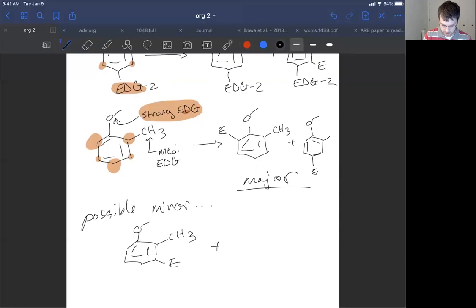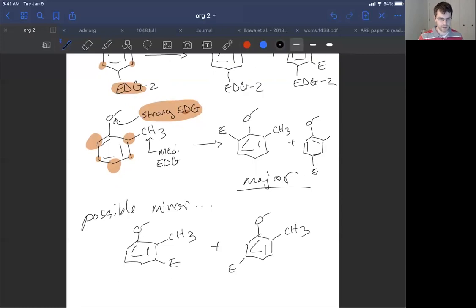So here and here. So all products are certainly possible, but because we have drastically different donating abilities, activating abilities, we're going to see a clear preference for the products that are ortho and para to the stronger electron donating group.